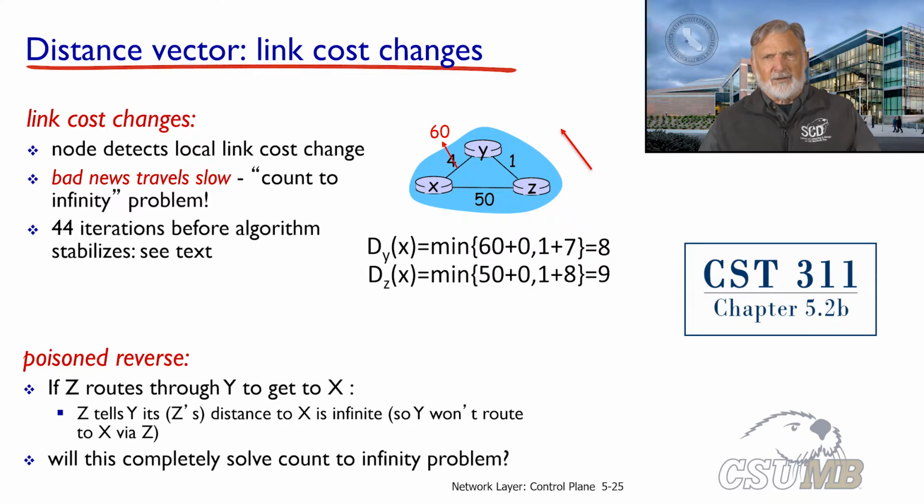The idea here is that if Z has received Y's information that Z must route through Y to get to X, then Z tells Y that its distance to X is infinite. So instead of sending the distance vector 5, 1, 0, Z would send infinity, 1, 0. This would thus prevent node Y from routing back through Z, and immediately it would choose the lowest cost path to X, which is the direct path.